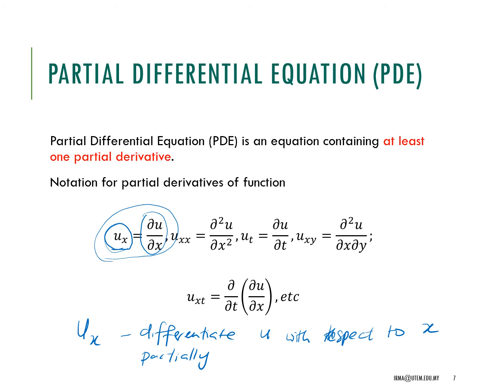And if you differentiate twice, for example this one, uxy, it means that you differentiate with respect to x first. We assume y as a constant, and then we differentiate the function where we have obtained the ux later with respect to y.